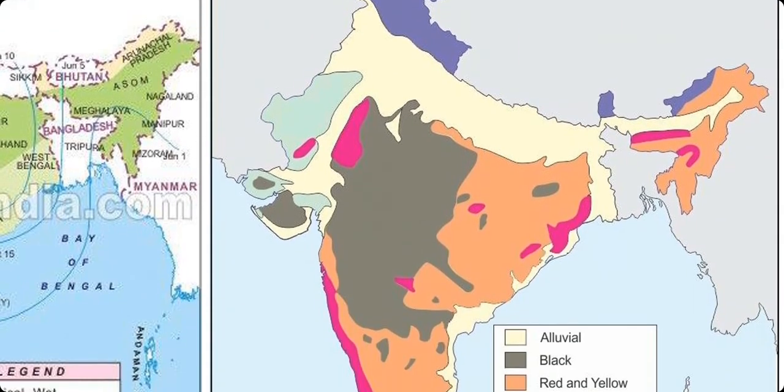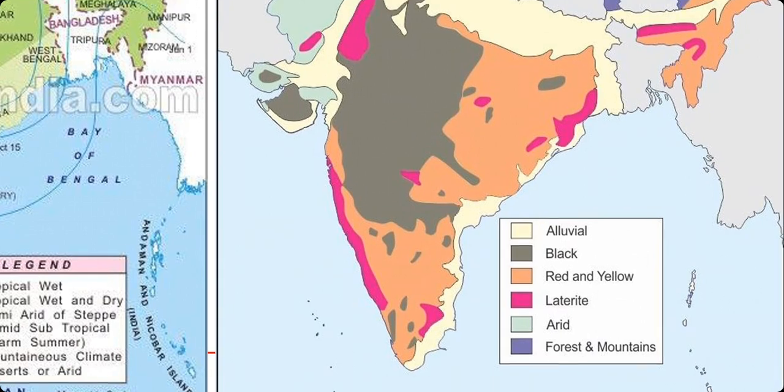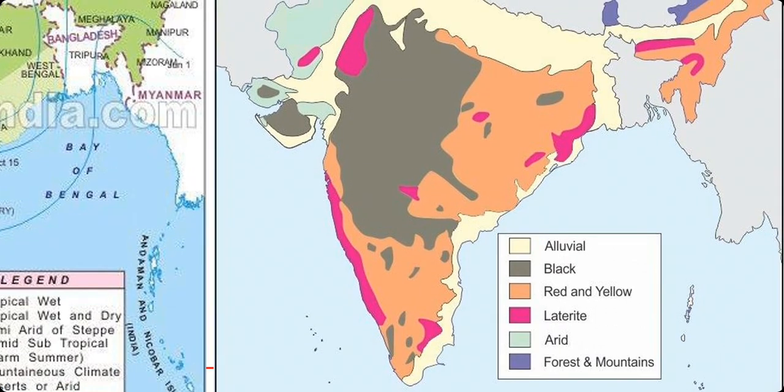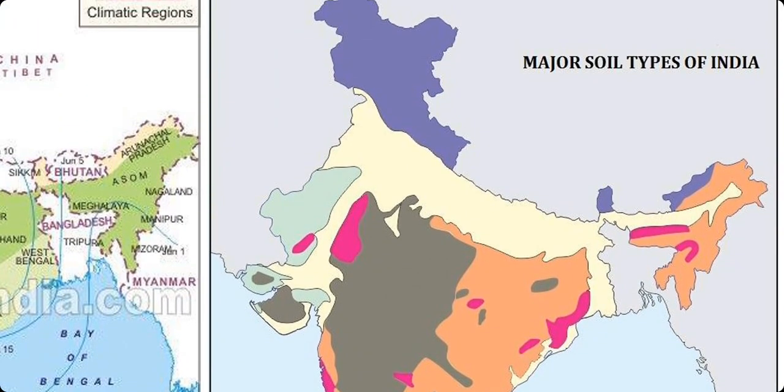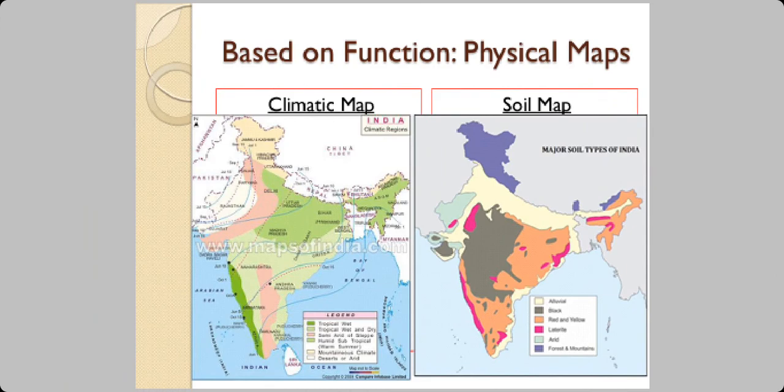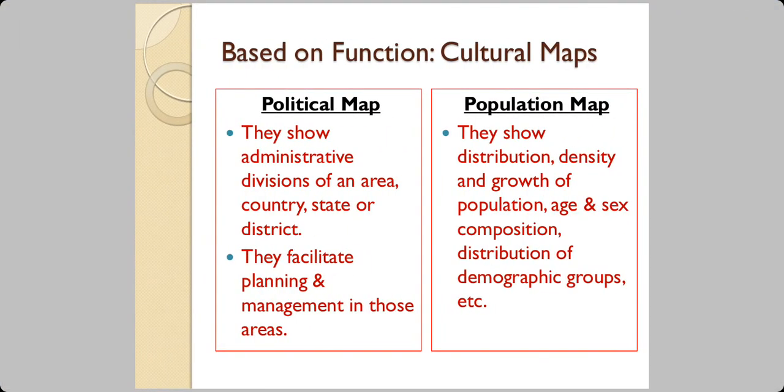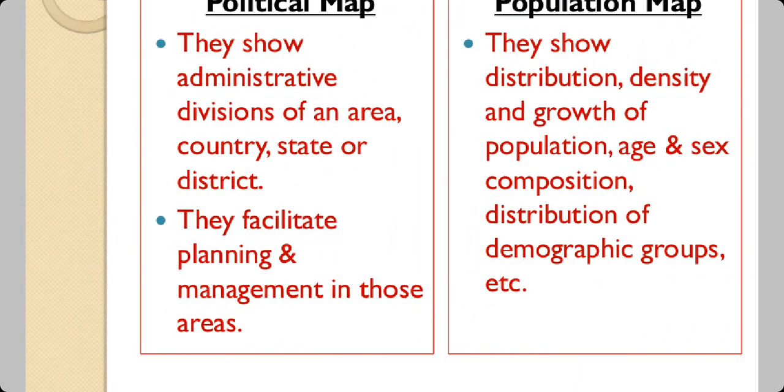On the other hand, we have the soil map, and this shows the different types of soil, whether they are alluvial or black or red and yellow, laterite, so on and so forth. The arid soils, the mountain soils. Now, when we say cultural, we mean the human geography side. So we have maps such as the political map and the population map.